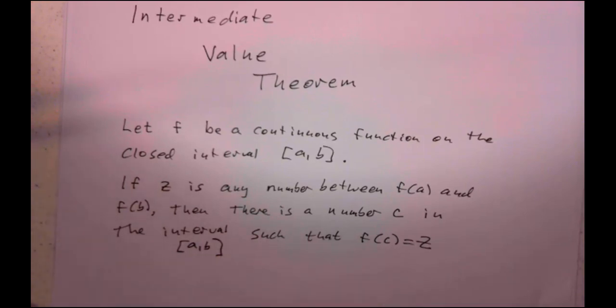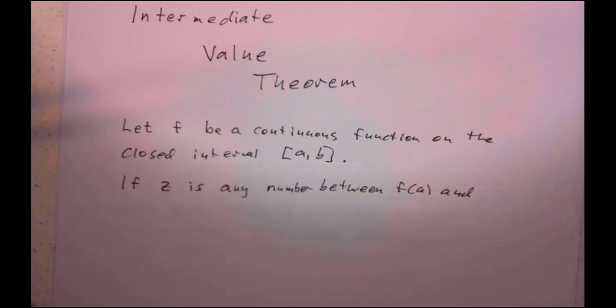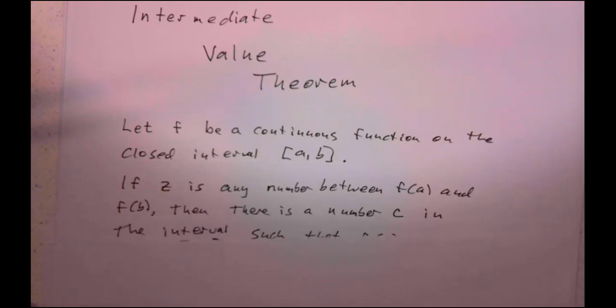So one more time. f is continuous, no breaks, no holes, no jumps, no asymptotes. It is continuous. You can draw without lifting your pencil, starting at a, f of a, to b, f of b. If z is any number between f of a and f of b, I can find some number c such that f of c equals that z. So let's come up with an example to demonstrate how that works.